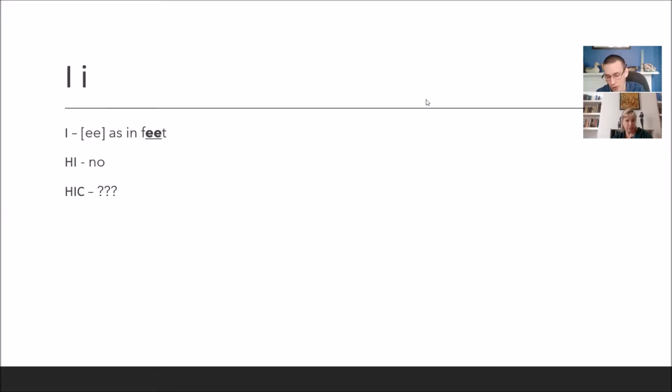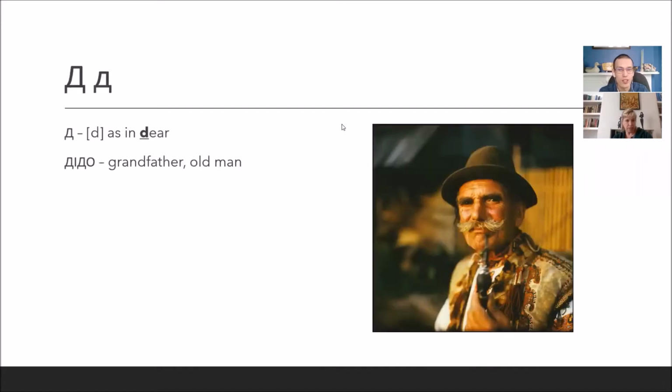Good. Now let's go for the next letter. It's letter D, as in deer. And there is a word that you can use. Dido. D, I, D, O. Dido, which means grandfather or old man, as you might see in the picture.